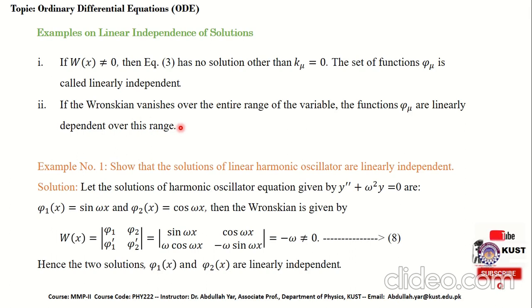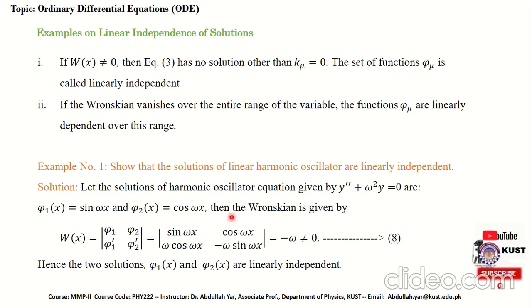Now, linear dependence or independence in terms of the Wronskian can be better understood by solving a few examples. In example 1, we need to show that the solutions of the linear harmonic oscillator are linearly independent. We know that the linear harmonic oscillator is described by the equation y double prime plus omega square y equal to 0, whose solutions are phi 1 of x equal to sine omega x and phi 2 of x equal to cos omega x, which can be obtained by using the Frobenius method.